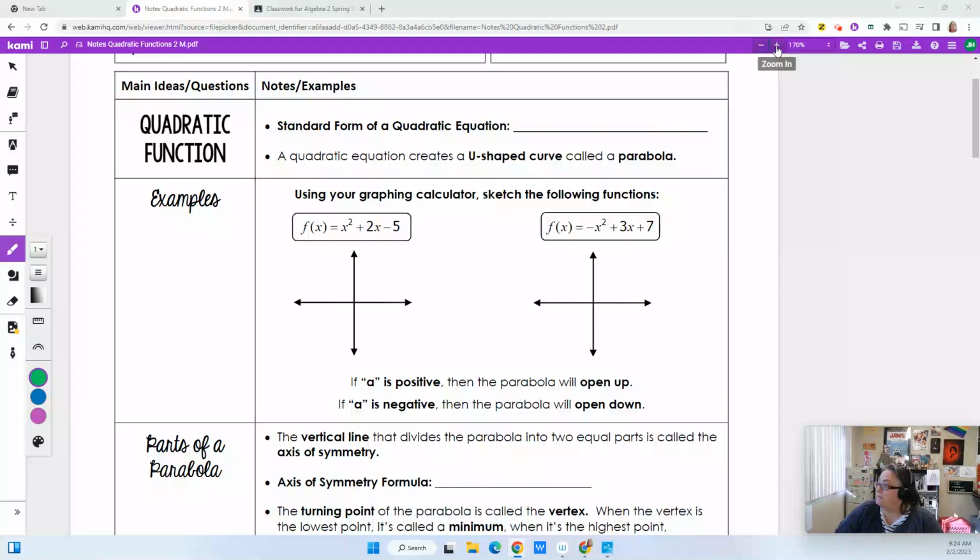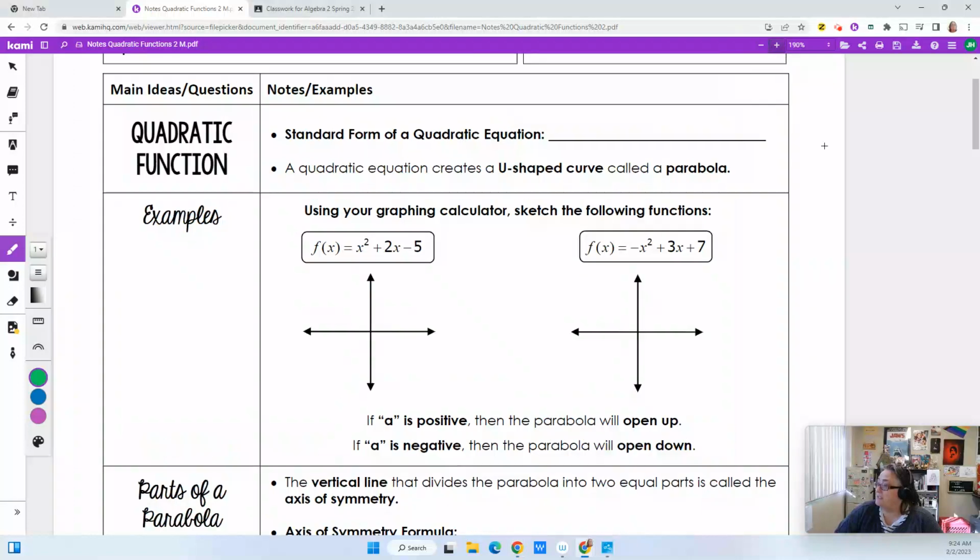I hope that this is big enough that you guys can see it pretty clearly. I'm just really going to fill in the blanks for you on this, and we're going to talk about the standard form of a quadratic equation, and we're moving into this unit on quadratics in general.